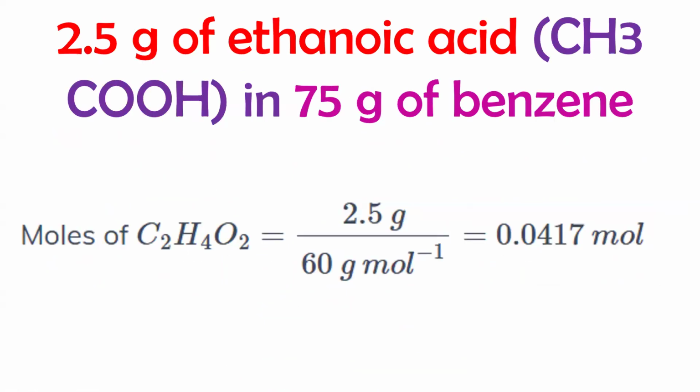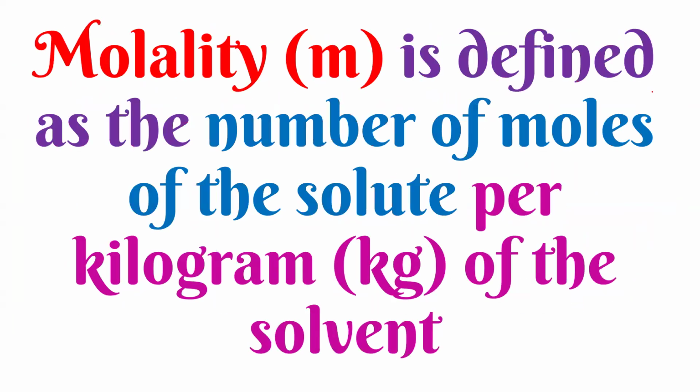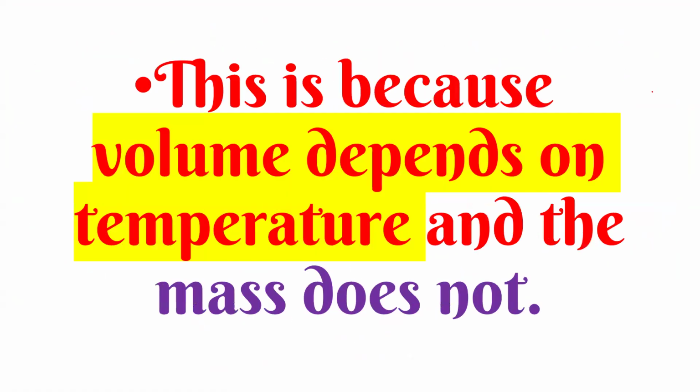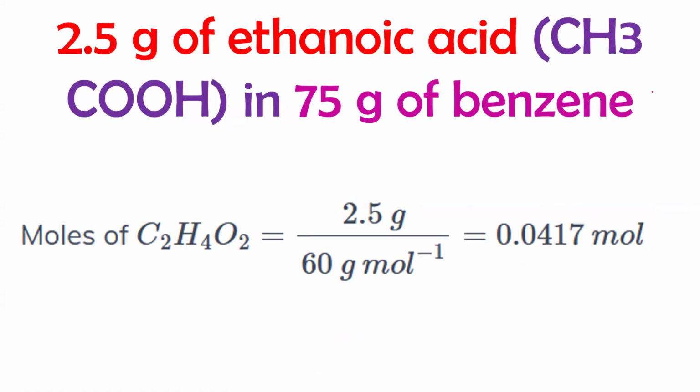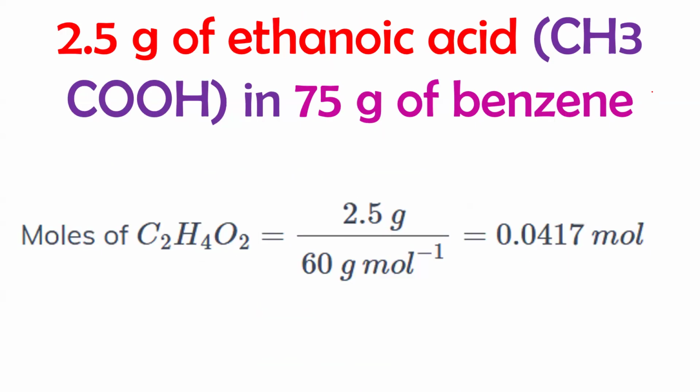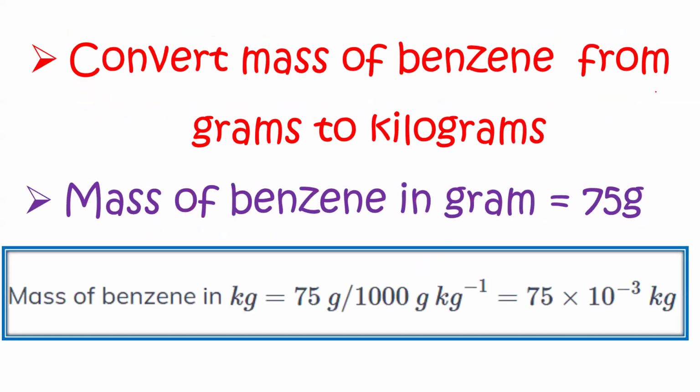And how much is ethanoic acid? 2.5 gram. Benzene 75 gram. So how do we find the moles? Moles is equal to mass by molar mass. So we have to find the number of moles first. Moles equal to 2.5 gram by the molar mass, which is 60 gram. So 2.5 by 60, that is 0.0417 mole.